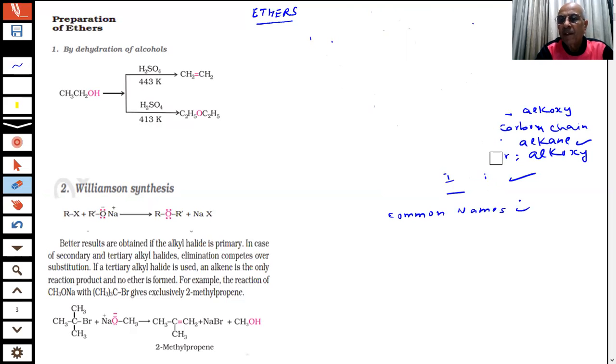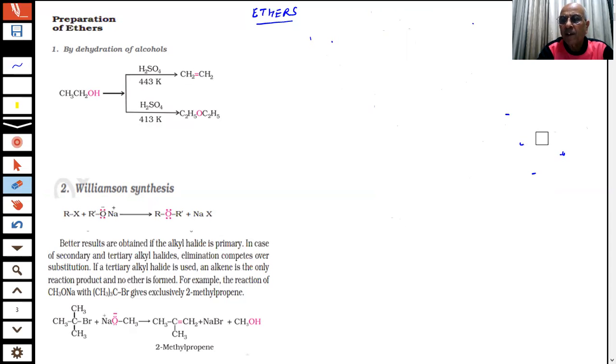Fine. I'm going to talk about the preparation of ether, students. One of the methods is from alcohols. The first method which we have listed is the preparation of ethers from alcohols.